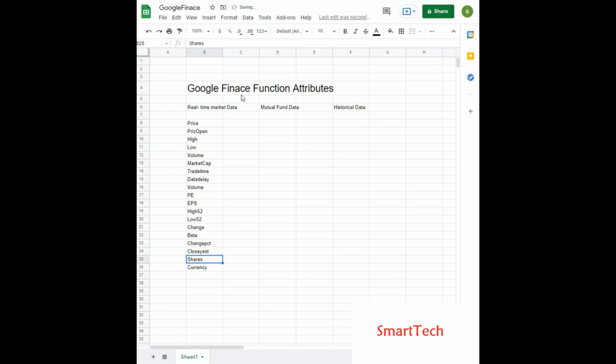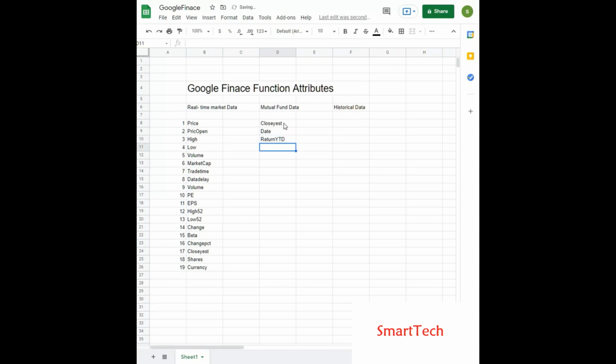Okay, so let's talk about the second attribute, mutual fund data. Let's see what functions are available in Google Finance. So the first is close yest, that is the NAV of a mutual fund. And the second one is date, the date at which the NAV, that is net asset value, was reported. The third one is return YTD, the year to date total return.